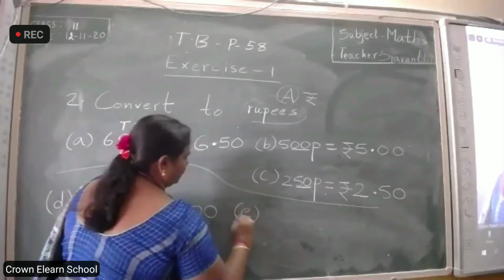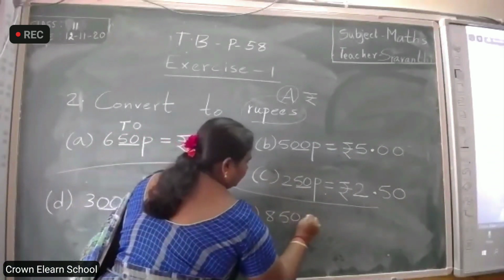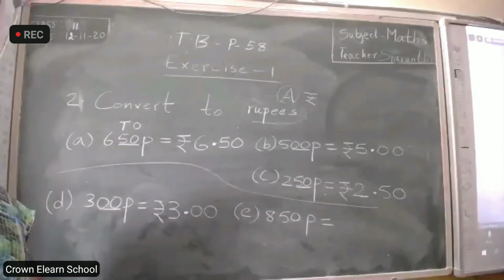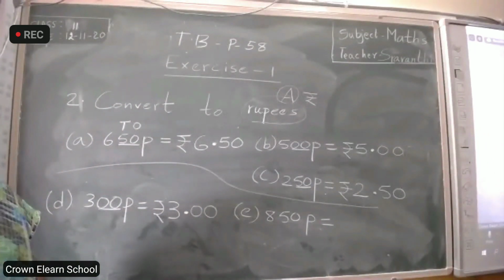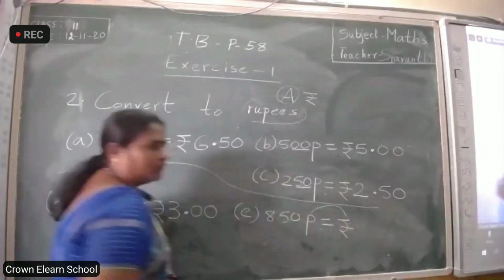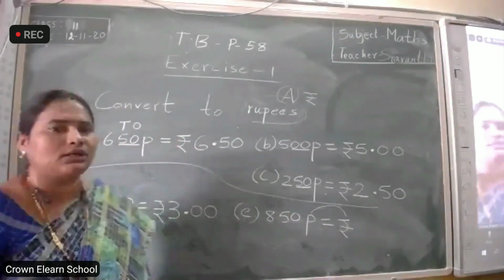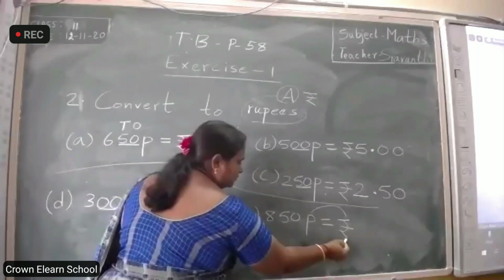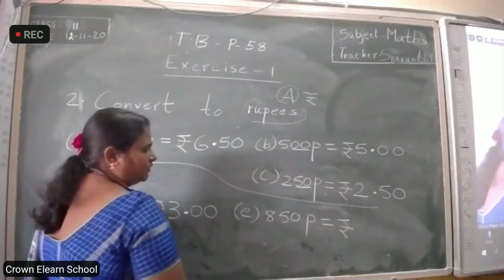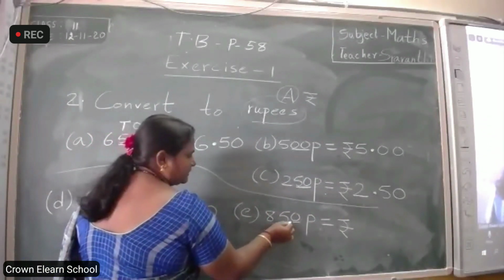E, from E. 850 paise. Here also paise symbol to rupee symbol. We have to convert paise to rupees. That's why the rupee symbol in the answer. Right, the rupee symbol in the beginning. Rupee symbol. Then for paise we need to take the last 2 digits. Ones place and tens place.